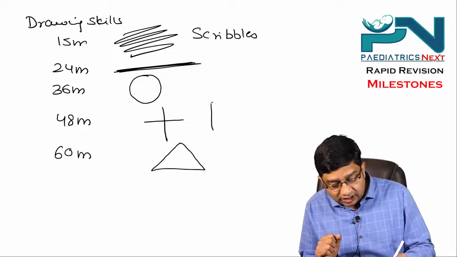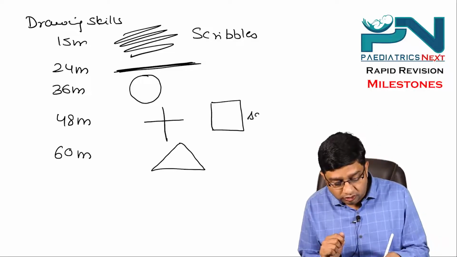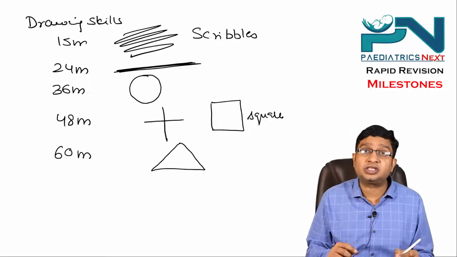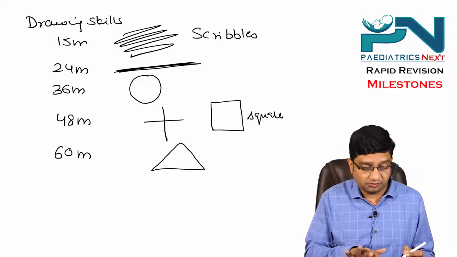Plus, the child can draw a square at the age of 4 years also. So the square also needs to be remembered at the age of 4 years. So these are the important milestones in drawing skills which you need to remember.